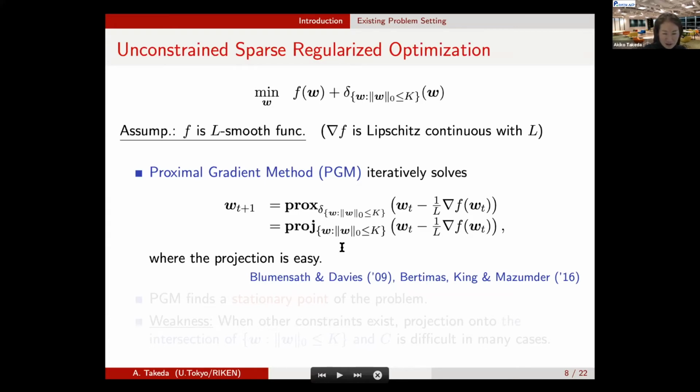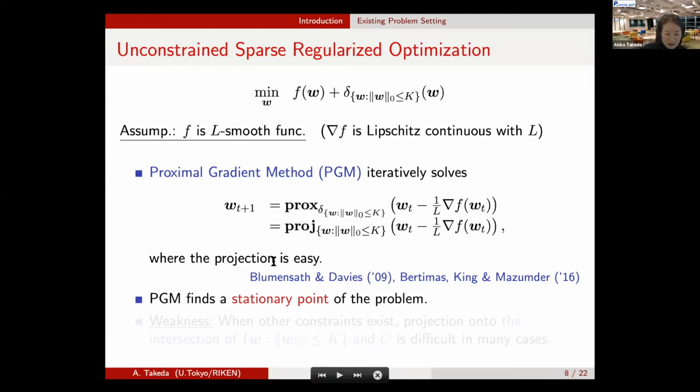Sort the absolute values of W from large to small, keep the largest K elements as they are, and the remaining part should be replaced by 0. So this is a simple projection operator, and we can calculate the next point easily. If we repeat this procedure, we'll reach a stationary point of the problem.